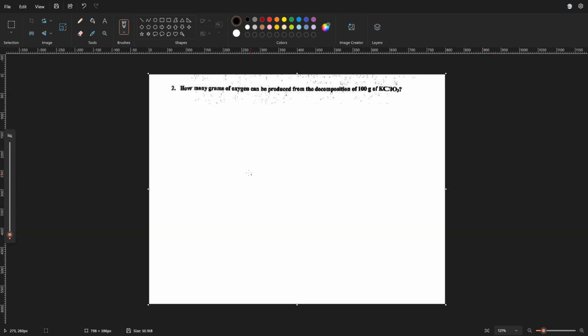Alrighty, so this is our question. How many grams of oxygen can be produced from the decomposition of 100 grams of potassium chlorate, I believe? Yeah, potassium chlorate. Okay. So, this is a decomposition problem, and we're trying to find the grams of oxygen. So, oxygen is our target.